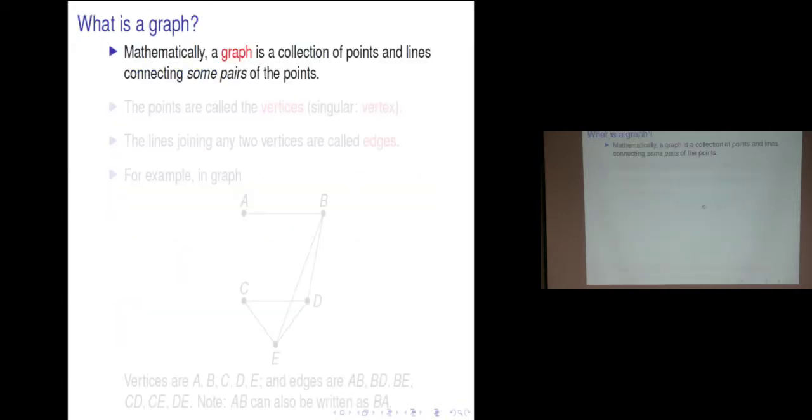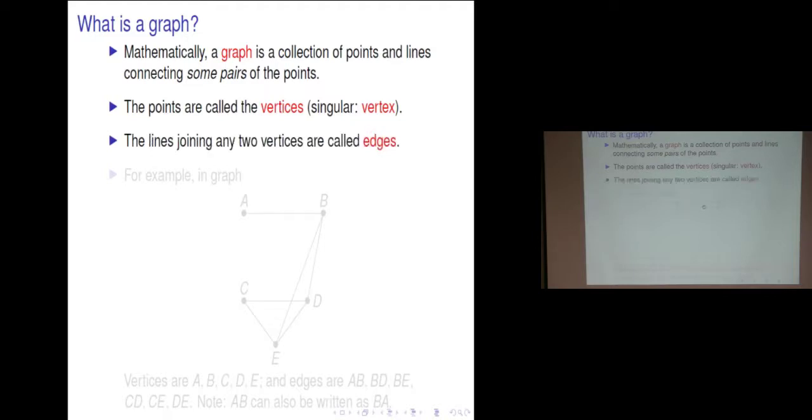Okay, so what is a graph? Mathematically, a graph is a collection of points and lines connecting some pairs of the points, right? Let me finish this and then use an example. The points are called vertices. I'm not English educated, so I have to remind myself the singular form of vertices is vertex. The lines joining any two vertices are called edges, right?